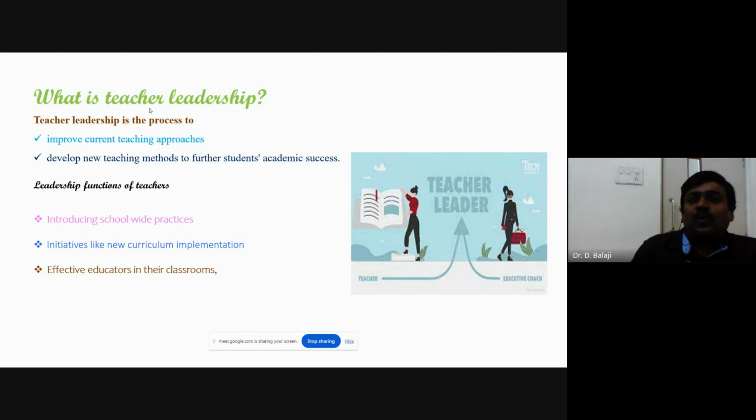A teacher should improve. He has to upgrade his knowledge, upgrade with all the techniques, and improve the teaching approaches. There are new methods also, instead of old teaching methods like classroom teaching and the board system. Nowadays, it is all about online teaching methods. So, you should process that type of initiatives. Leadership functions of teachers include introducing school-wide practices and initiatives like new curriculum implementation, and being effective educators in their classrooms.